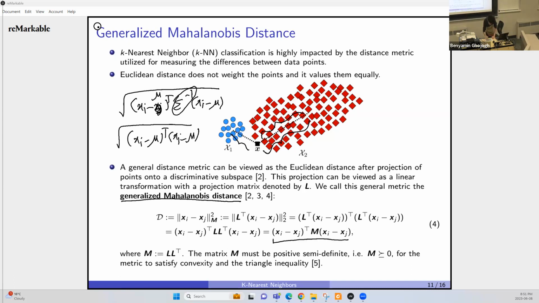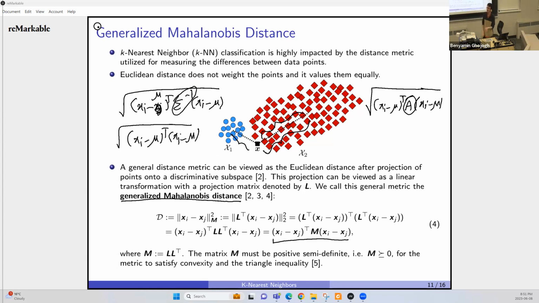This is generalized Mahalanobis. So the third thing is this: (xi minus mu) or (xi minus xj), it doesn't matter, transpose A, (xi minus mu) or (xi minus xj). Now, people said, let's replace sigma inverse with some general A. However, A should satisfy some property. It should be positive semi-definite. Why? Because this is still a distance.